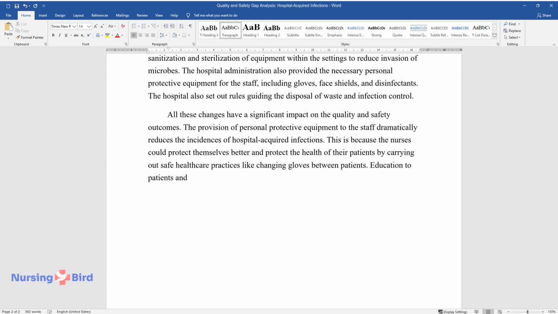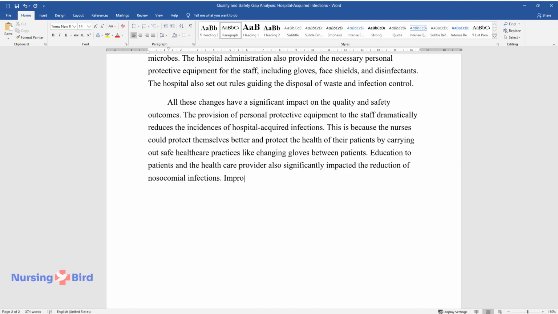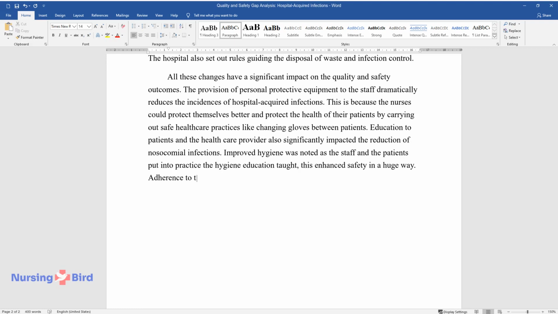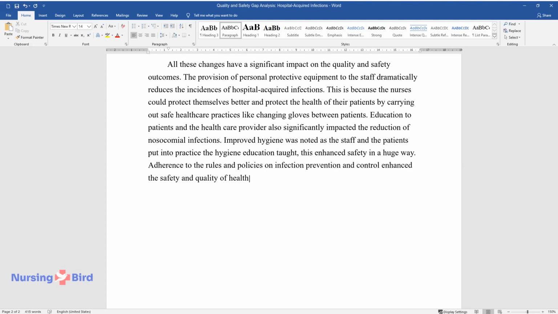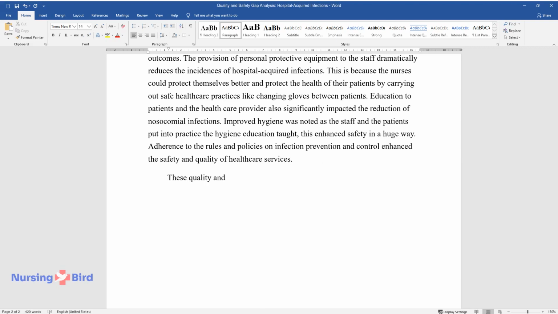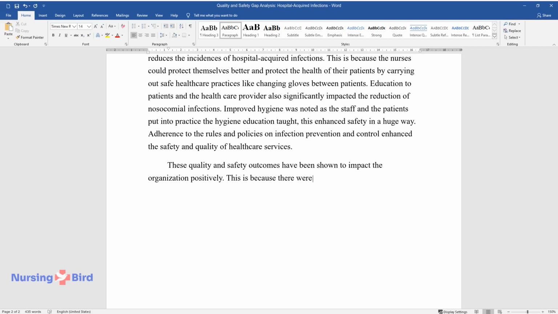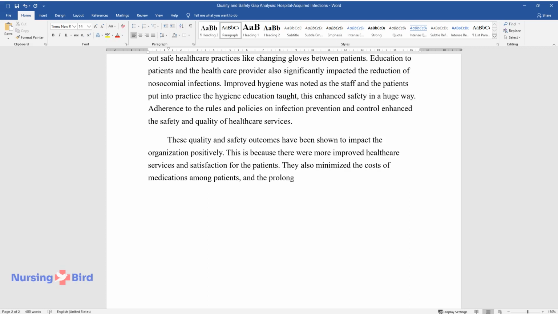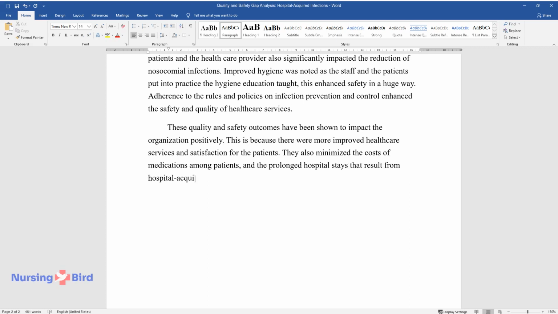Education to patients and the healthcare provider also significantly impacted the reduction of nosocomial infections. Improved hygiene was noted as the staff and the patients put into practice the hygiene education taught. This enhanced safety in a huge way. Adherence to the rules and policies on infection prevention and control enhanced the safety and quality of healthcare services. These quality and safety outcomes have been shown to impact the organization positively. This is because there were more improved healthcare services and satisfaction for the patients. They also minimized the costs of medications among patients and the prolonged hospital stays that result from hospital-acquired infections.